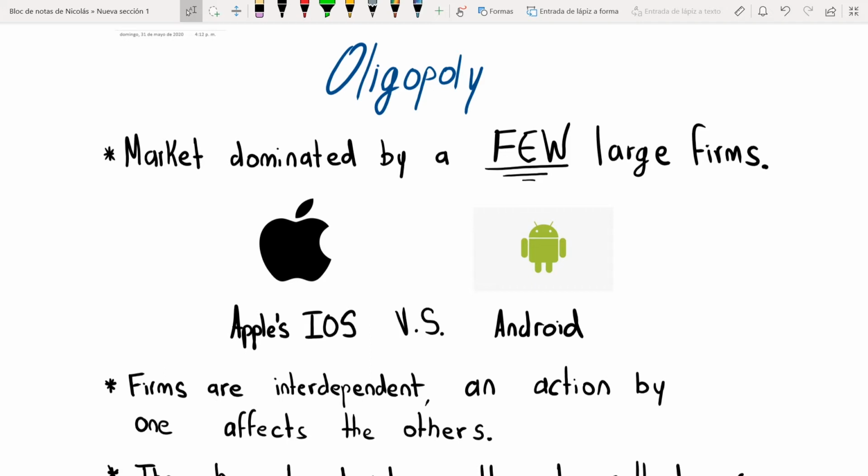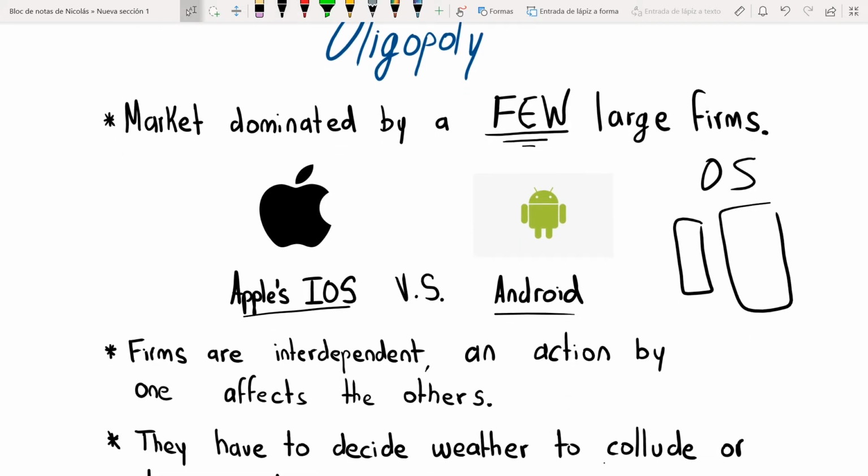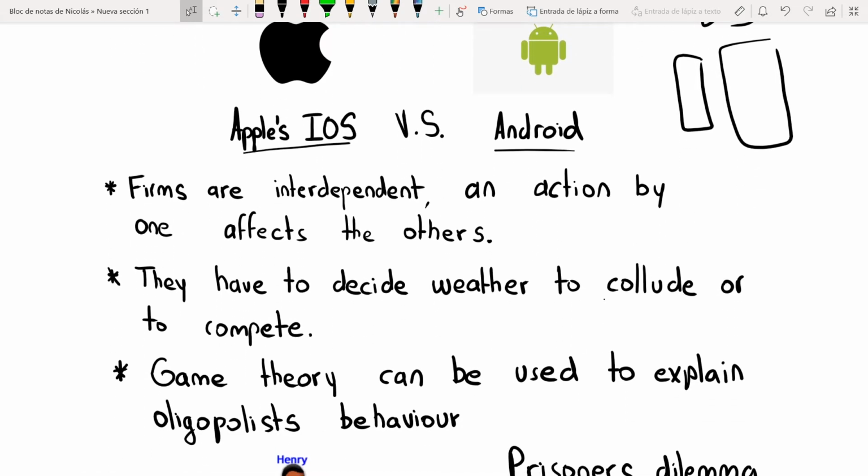Oligopolies are markets dominated by a few large firms. For example, Apple's iOS and Android are an oligopoly for operating systems on smartphones and tablets. This is maybe one of the most important characteristics of oligopoly. There's also that firms are interdependent. This means inaction by one affects the others.